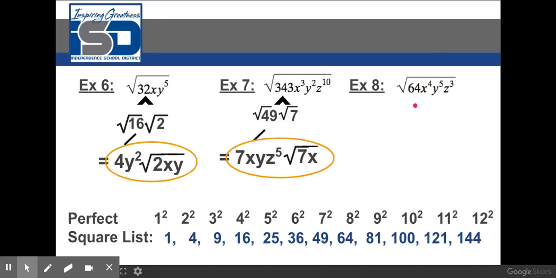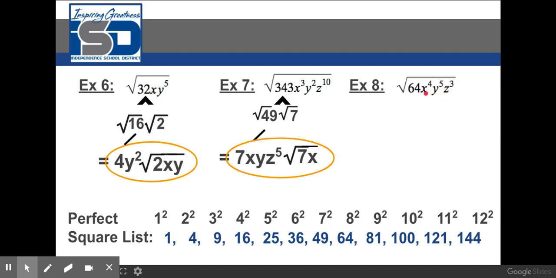Looking at example 8, we have 64, which is a perfect square. So there's no reason to break it down. We can just simply write that 64 goes to 8. My x exponent is even, so that means I will take all the x's out. My y is odd, so that means I'll have one left over. Same thing with my z.